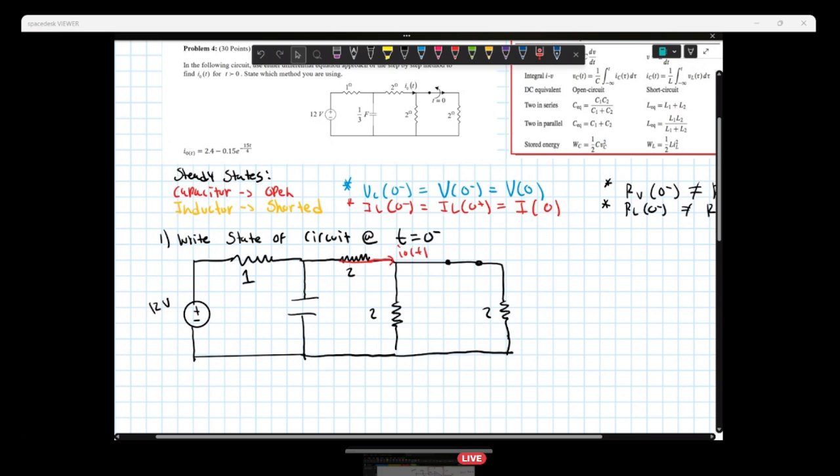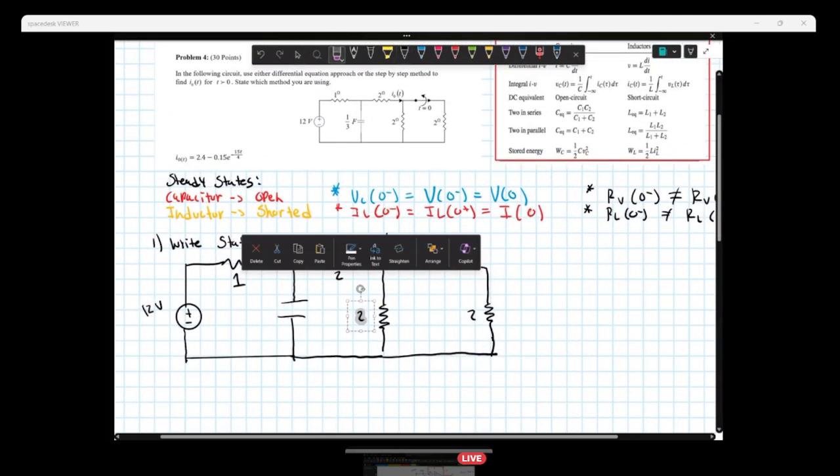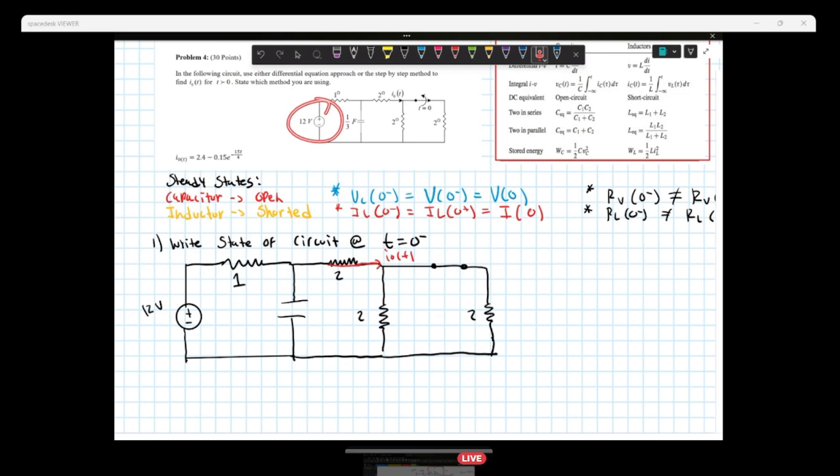Is the capacitor open or closed there? It's gonna be open because it's steady state. It's been connected to this voltage source, so it's been charged for quite some time. So that means it's gonna be steady. So we're gonna erase it and make this open. And I'm gonna label this as V C at 0 minus. And it doesn't matter what you do, this will be plus minus.